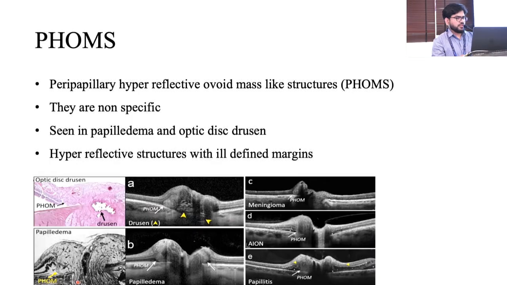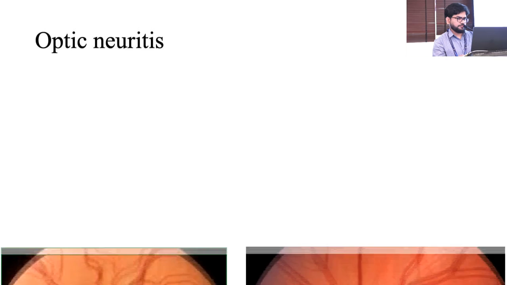It is peripapillary hyperreflective ovoid mass-like structures, and they are non-specific. You can see them in normal patients, in papilledema, in optic disc drusen cases. So they are hyperreflective structures with ill-defined margins. So the take-home message is that do not diagnose this as drusen.